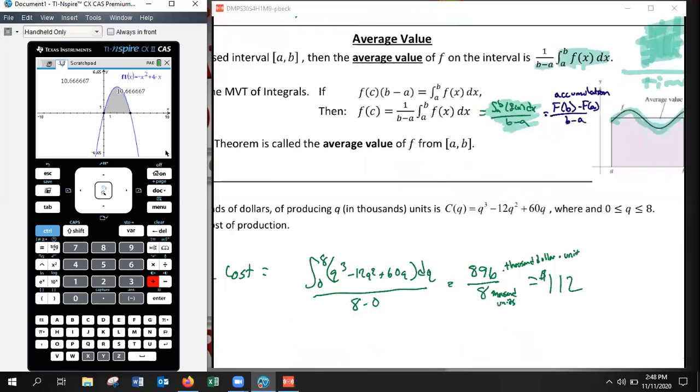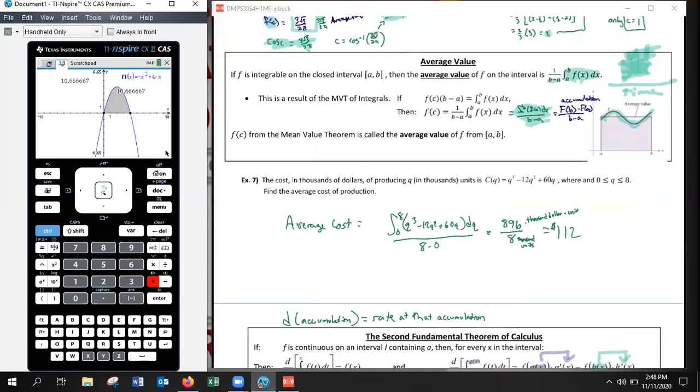Moving right along, I have a problem where I have a cost function, and with that cost function, I want to know what the average cost of production is. The average cost of production is going to be the integral from 0 to 8, because that's the interval I'm working on, of my cost function, divided by my interval, using the calculator.